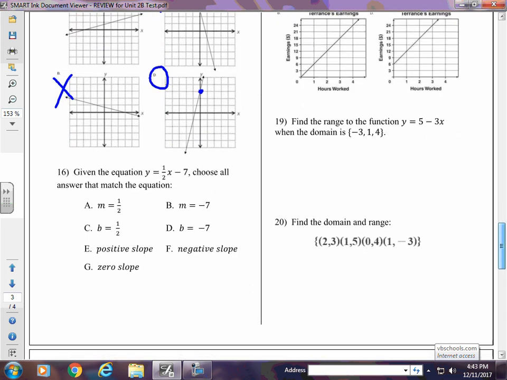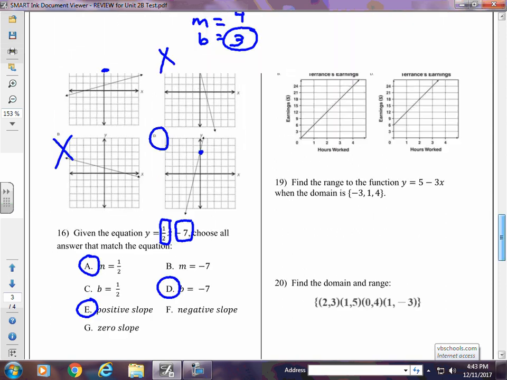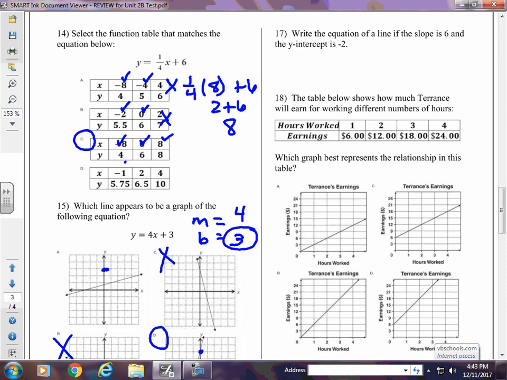For number 16, you want to pick all the choices that fit the equation. When we're looking at the M, it's always in front of the X, so that's 1/2. That means A is that choice. When you look at the B values, the B is the number by itself. That's the -7, so that'd be letter D. And in terms of what type of slope it has, because the slope is 1/2, that is a positive number. So all three of those choices have to be chosen.